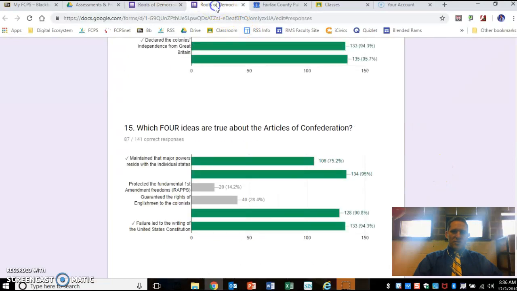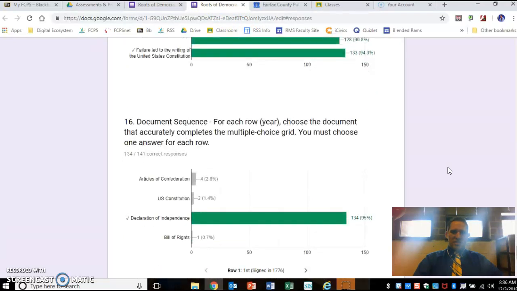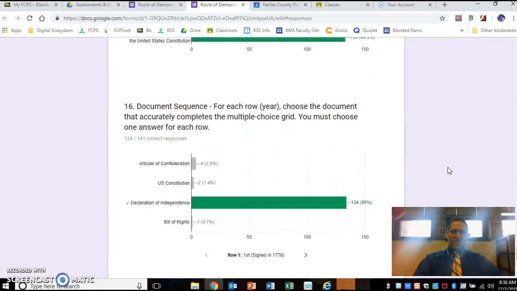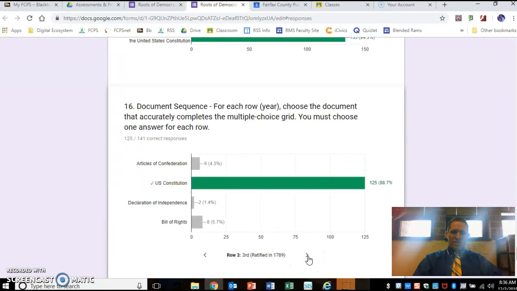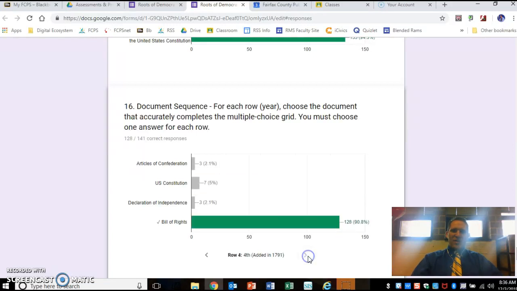All right, I had fun with this one, number 16 here. Kind of fun because it was a little different type of question. So I had to cover the board for this one. First one signed was the Declaration of Independence. We did the warm up right before the quiz. Then we had the Articles of Confederation. Most of you got that right. Pretty good on this one. U.S. Constitution's third, because that replaces the Articles of Confederation, our first government, right? And then later we add the Bill of Rights. You can see that most of you did pretty well in this. Each one was over 88%, so that's pretty good.